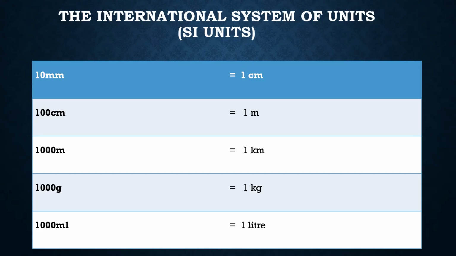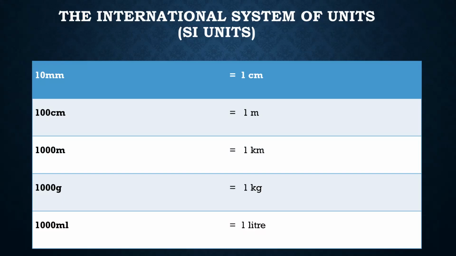For every 100 centimeters is equal to 1 meter. For every 1,000 meters is equal to 1 kilometer. The kilo here means thousand. So for every 1,000 meters is equal to 1 kilometer.